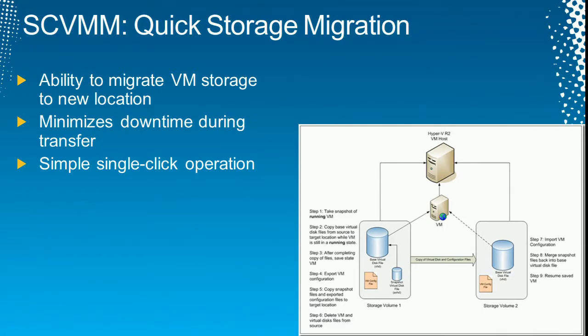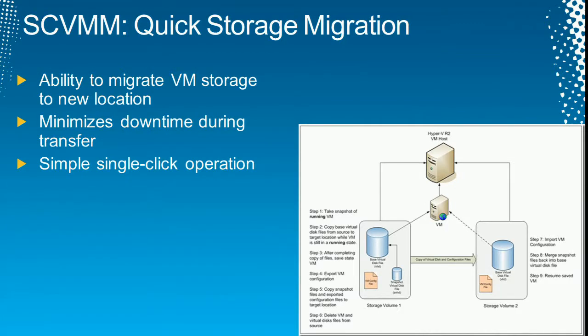So rather than having the downtime of copying this huge VHD file across, we copy that huge VHD file behind the scenes, and the only downtime is while you're copying that small differencing disk. So it gives you a lot more high availability here.